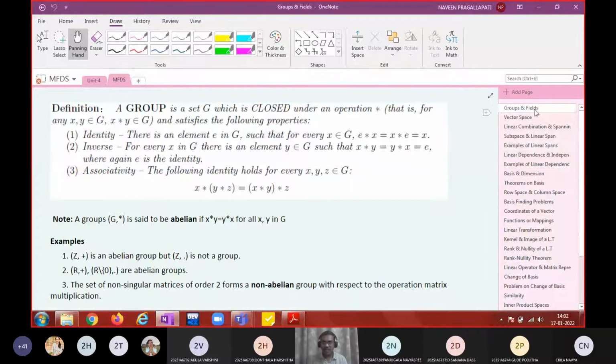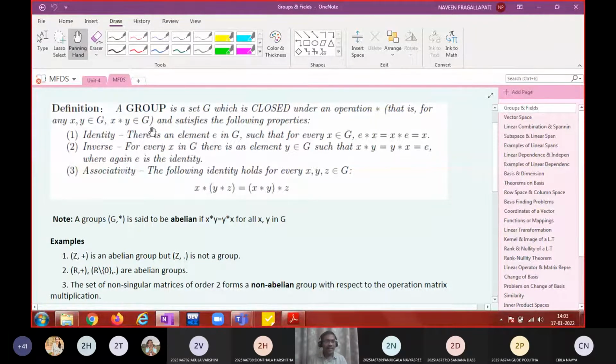So these are the topics that we have discussed so far: groups, fields, vector spaces, linear combinations, subspace, linear span, linear dependence, and so on. So I'll just recollect. I'll review all these concepts once. Okay, then we'll start the discussion from coordinates of a vector.